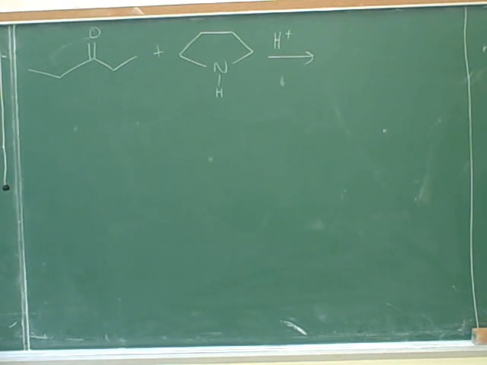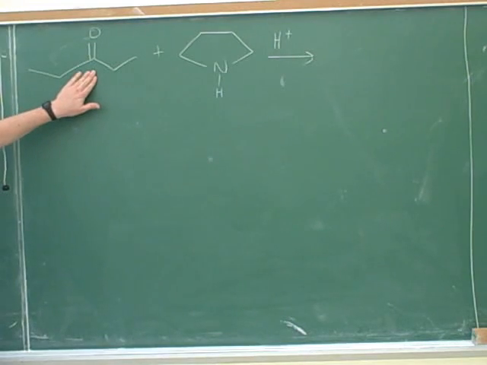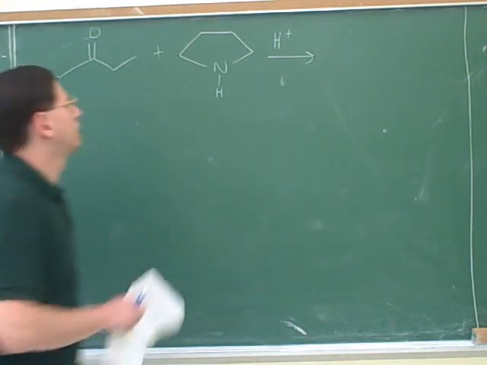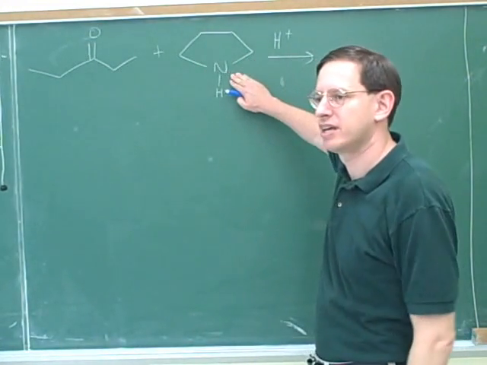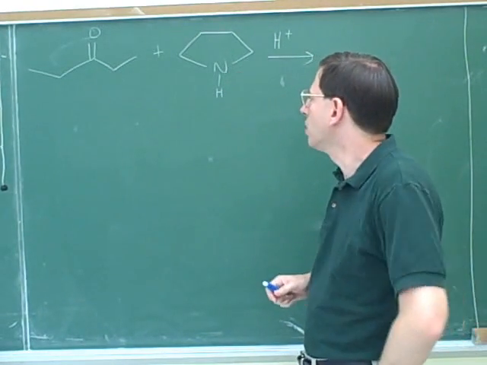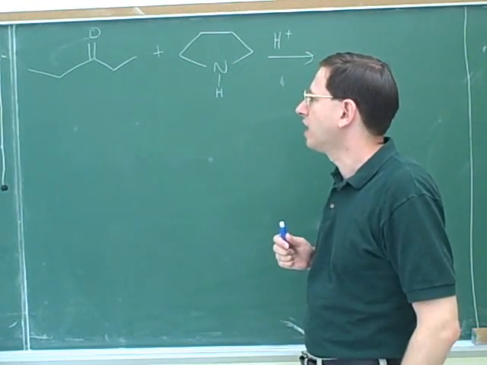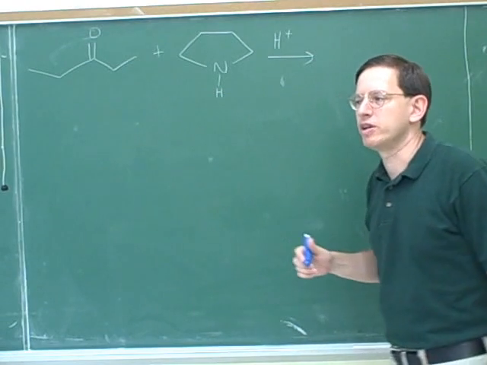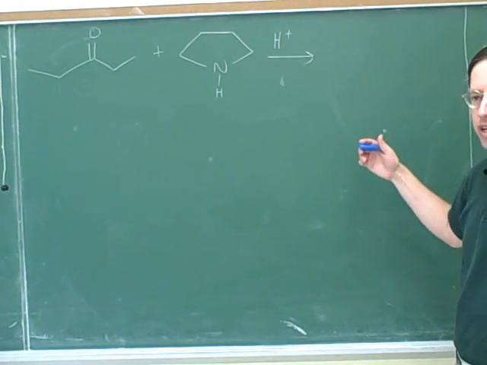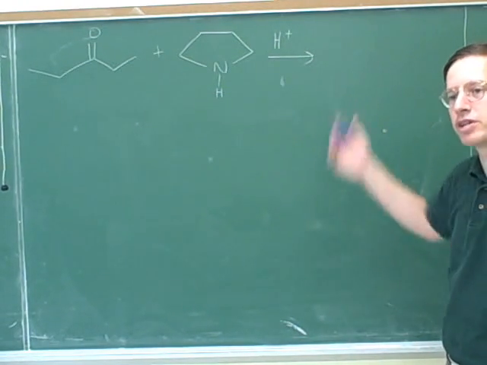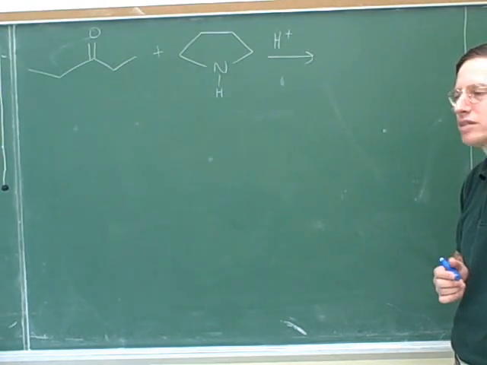Now, what type of functional group is this? It's a ketone. That's right. And what type of functional group is this? Enamine. That's right. So we're going to have a nucleophilic attack on an aldehyde or a ketone, and we know that those fall into the four categories that we've seen before. We have to decide which of the four categories we're going to be in here.